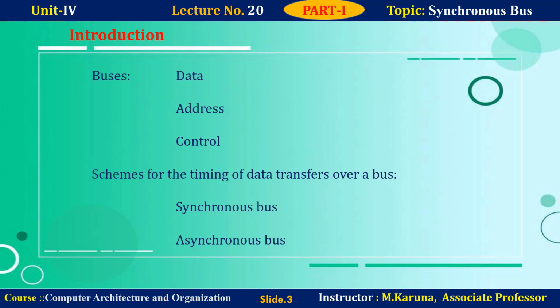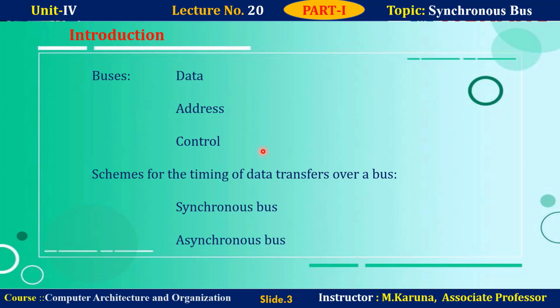The bus protocols used for transferring data. A bus protocol is the set of rules that govern the behavior of various devices connected to the bus. Basically, the bus lines are grouped into three types: data bus, address bus, and control bus. The control signals specify whether a read or a write operation is to be performed.